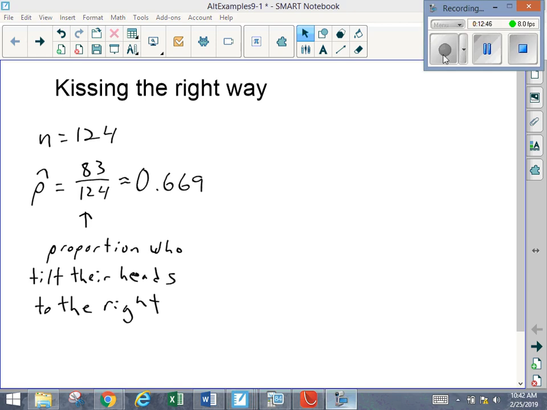That last sentence I said is a very important sentence, because that's exactly what we're doing. We're going to be given a claim. The claim is that there is a preference in the way that people kiss. They prefer to tilt their heads to the right. We did an observational study, and we saw that 83 out of 124 did indeed tilt their head to the right.